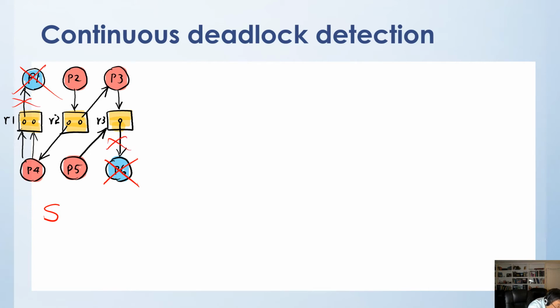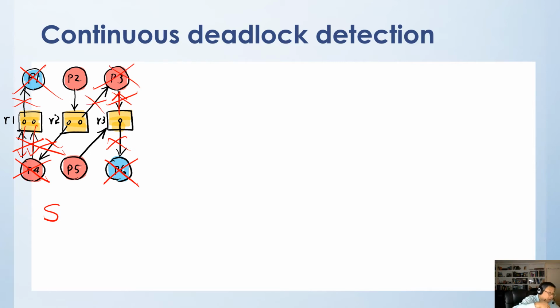After I've done this, both units of R1 are available, right? So that means P4 can get the resource R1, because both units for resource R1 are available. So P4 can grab it. Now P4 is unblocked, so I can eliminate P4 and also the edges. In the meantime, R3 is available after P6 is deleted. So then P3 can grab the resource R3. Now P3 is unblocked, so I can eliminate P3.